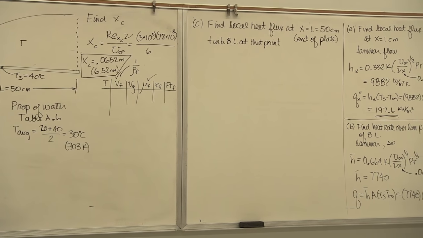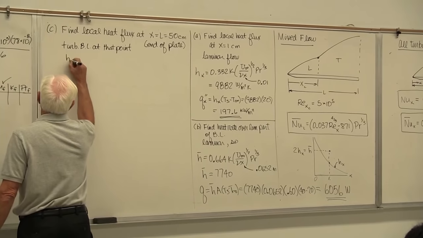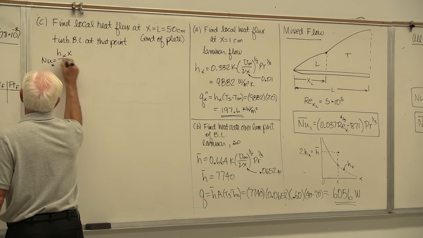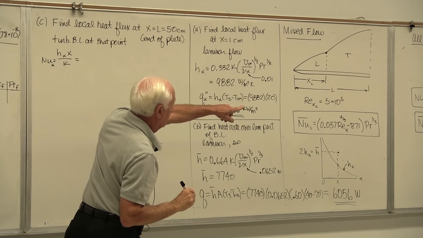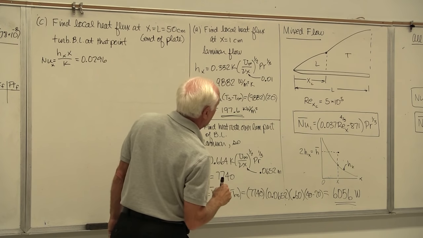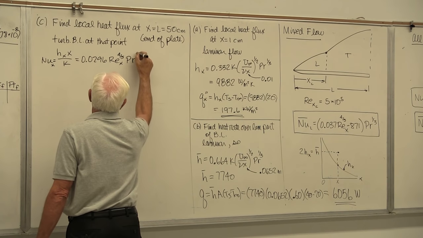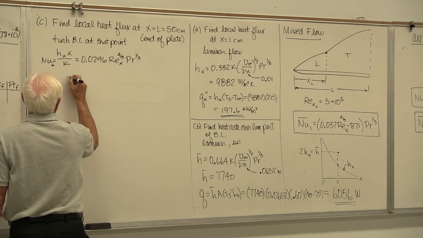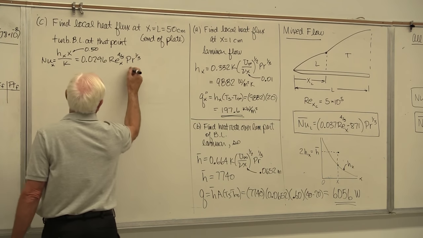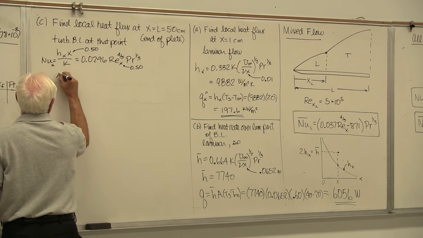There's the local, h_x times x over k, that's the Nusselt number, equal 0.0296 Reynolds to the 4/5, Prandtl to the 1/3. I know everything. x is 0.50. In the Reynolds number, that x is 0.50. And I solve for h_x.